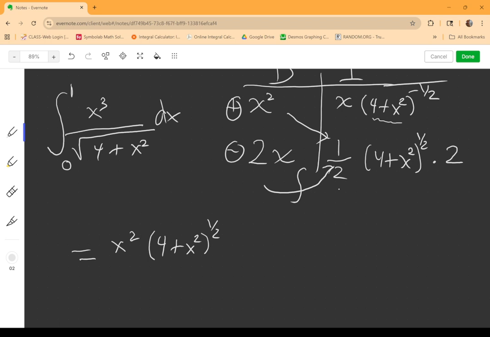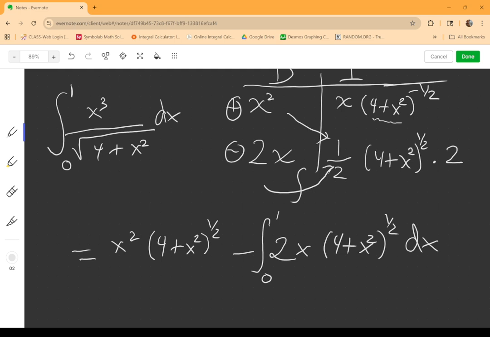Right, and then over here we have, so let's watch our constant. So 2 times 1/2 is 1, but there's another factor of 2 here. So minus 2, the integral of 2x times 4 plus x squared to the 1/2, and this goes from 0 to 1 dx.